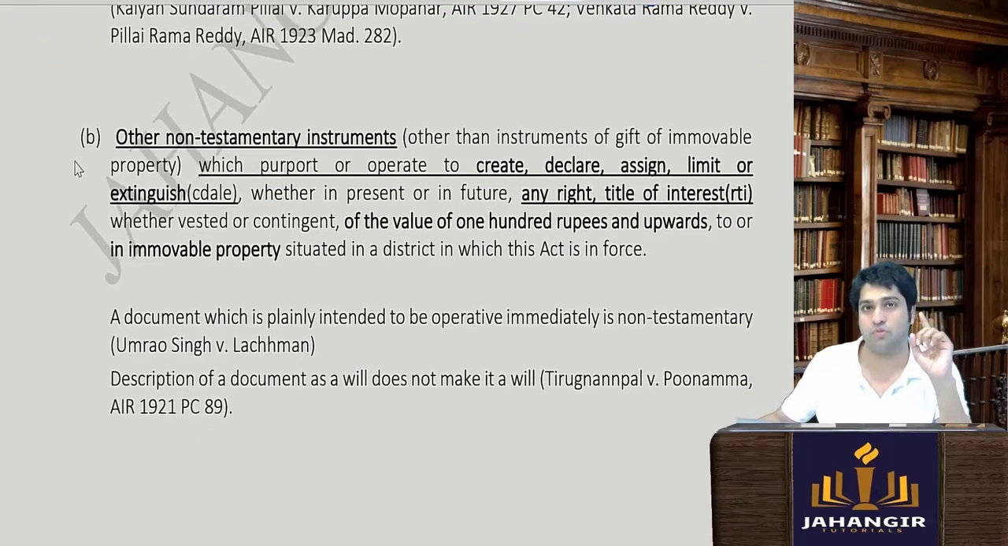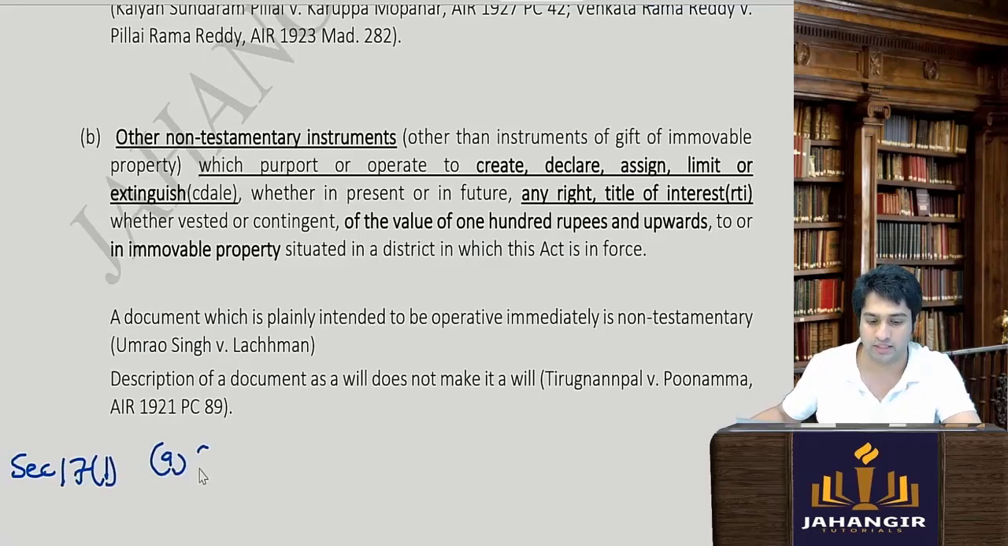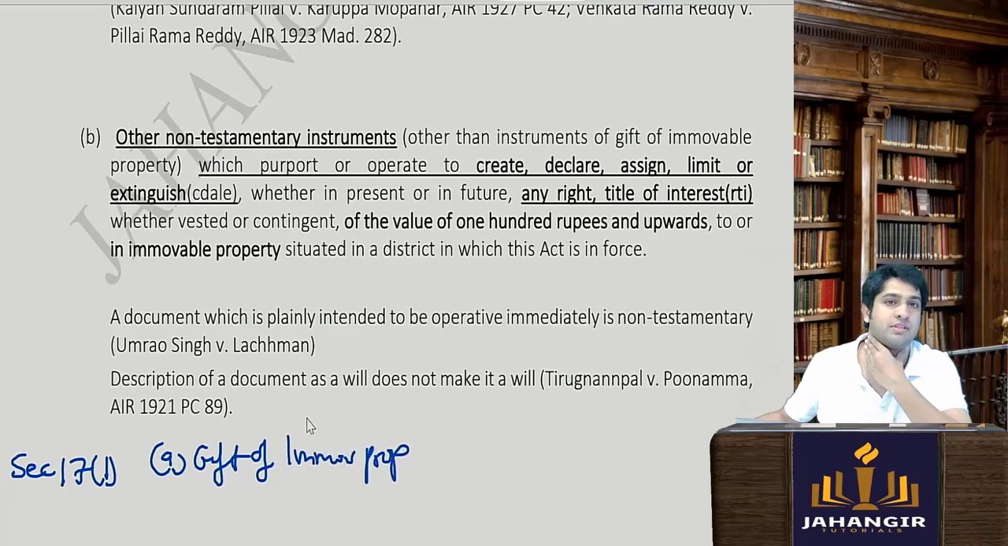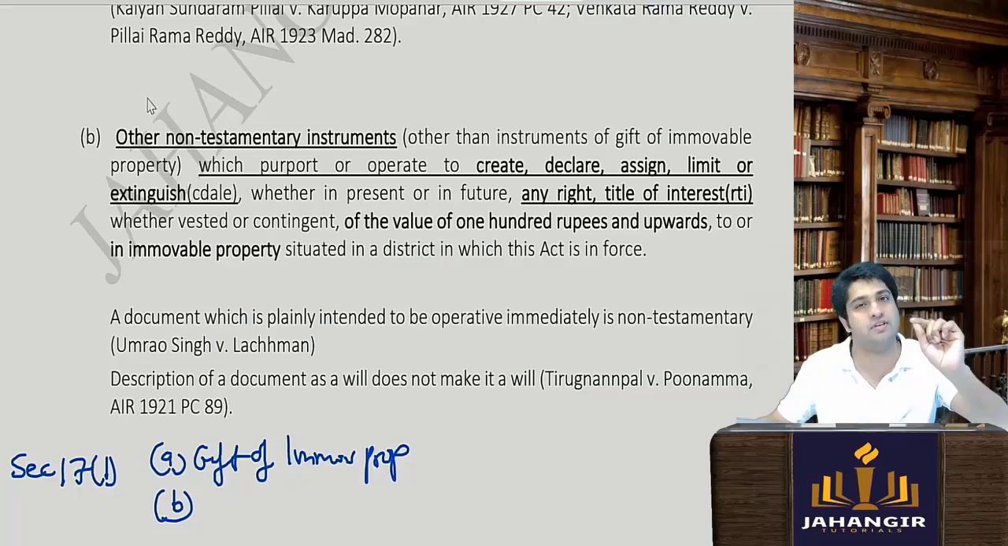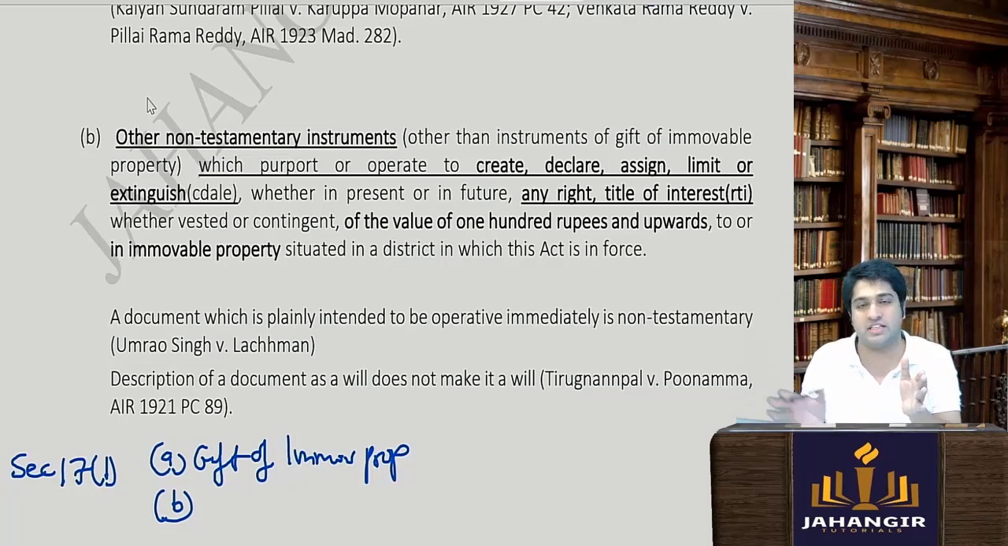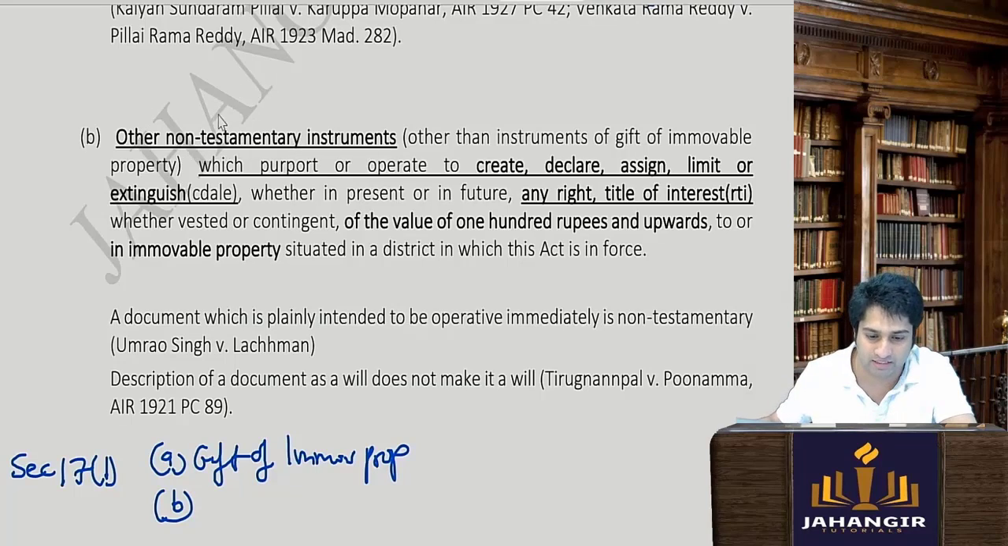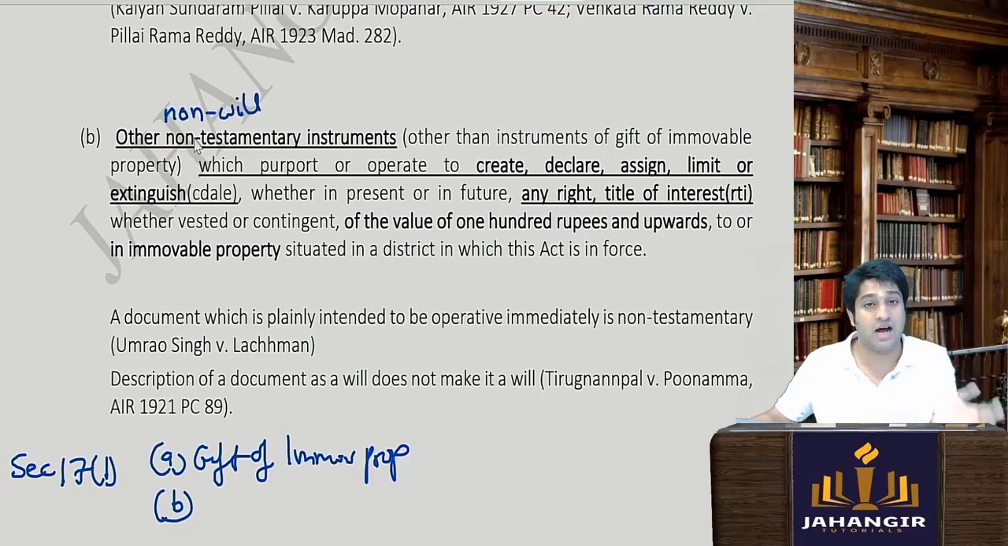सो पहला वाला where registration is necessary, section 17 subsection 1 subclause A, that is a gift of immovable property requires compulsory registration. B देखते हैं. Then the second is other non-testamentary instruments. Now इसका जो language है ये थोड़ा tough है but throughout same हो जाएगा once you understand it. So other non-testamentary instrument. Non-testamentary means non-will. So other non-will instruments, will के लिए optional registration है.